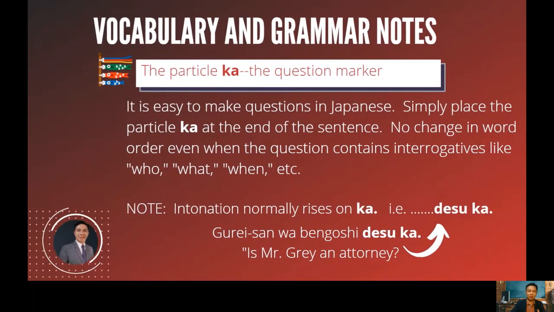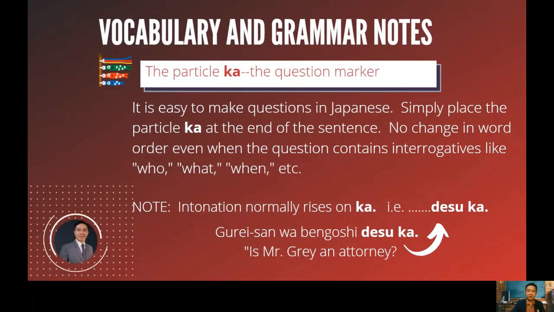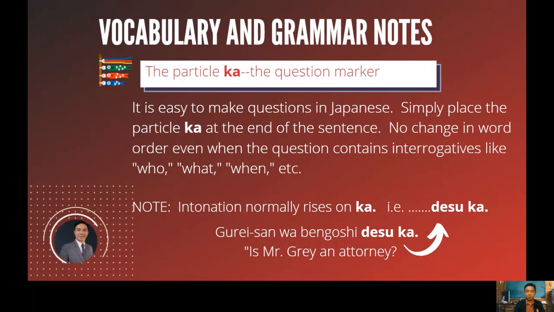The particle ka, or the question marker. It is easy to make questions in Japanese. Simply place the particle ka at the end of the sentence. So there's no need to change the word order, even when the question contains interrogatives like who, what, when, etc. Note that the intonation normally rises on ka. Example, Gray-san wa bengoshi desu ka? Is Mr. Gray an attorney? Gray-san wa bengoshi desu ka?